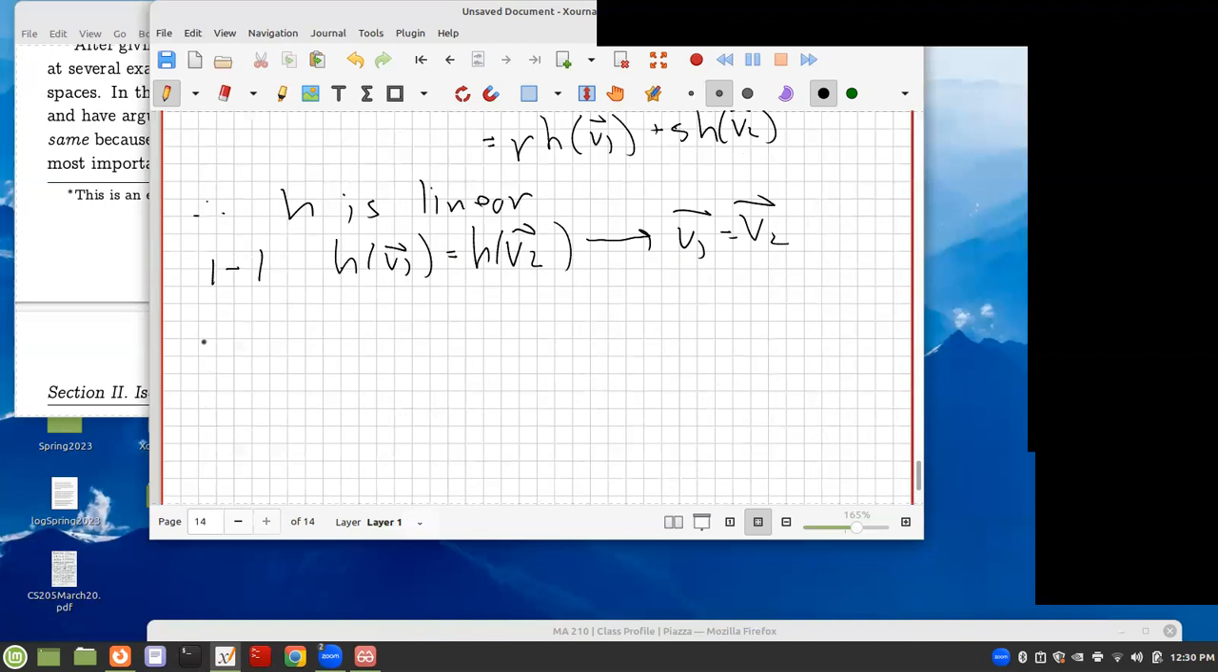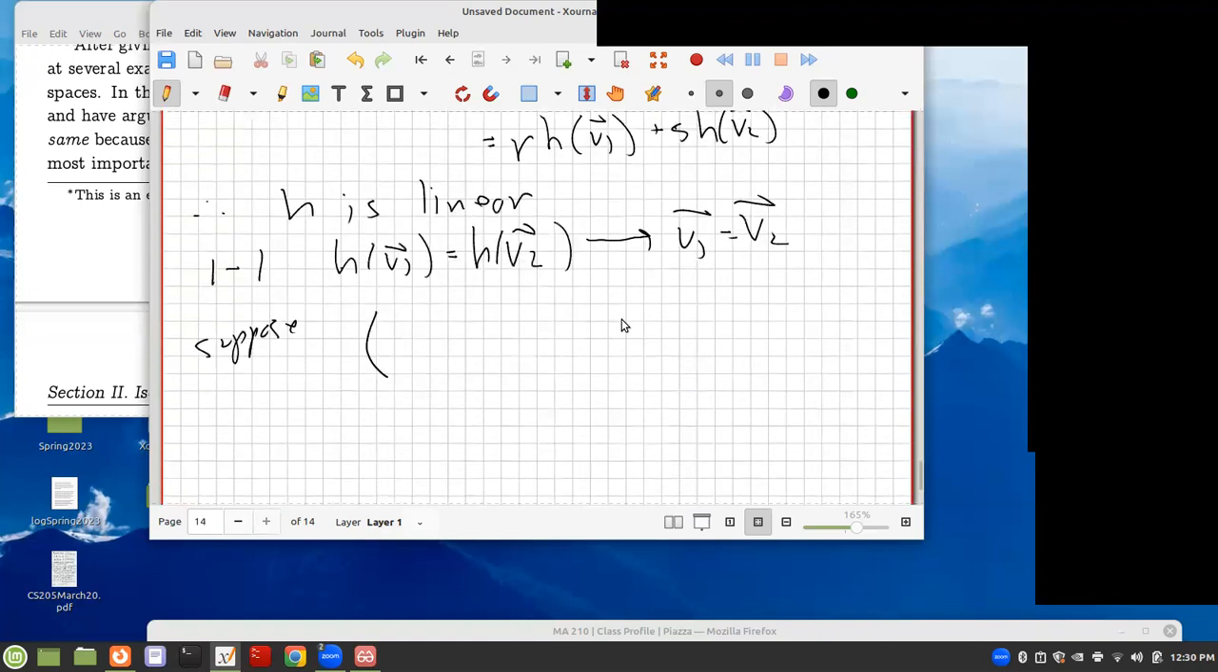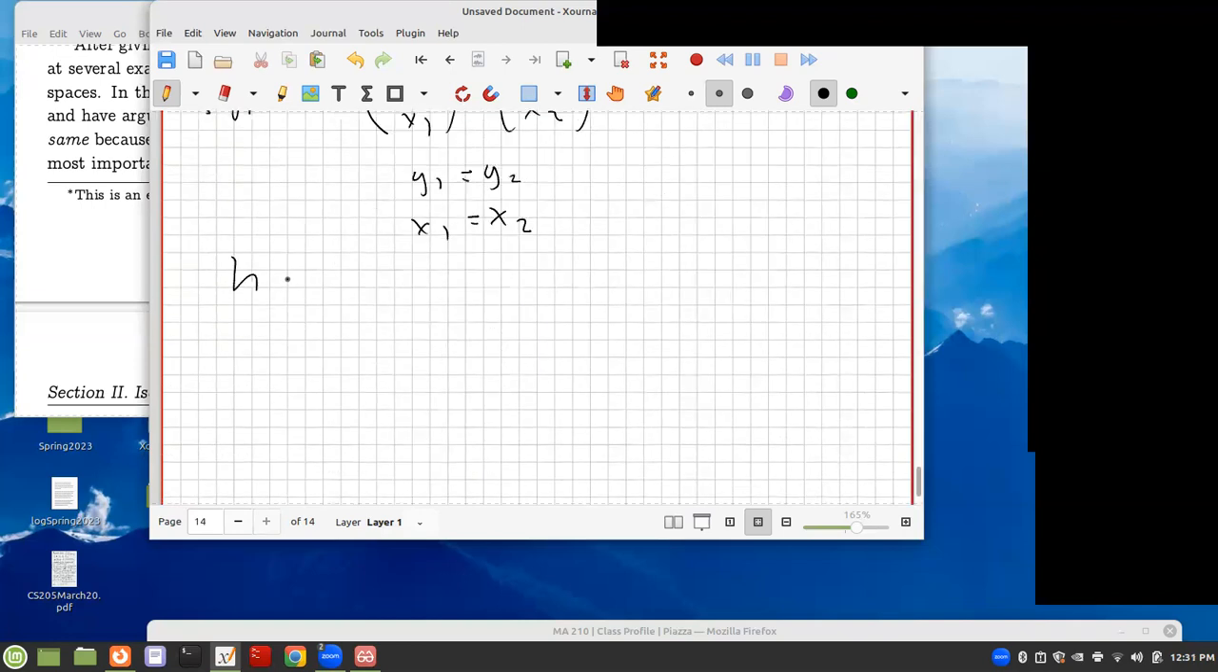So we'd suppose that V1 is the vector (x1, y1), and that (y1, x1) equals (y2, x2). But then right away, we see the two equations are y1 equals y2 and x1 equals x2. So right away, this implies that V1 equals V2 and H is one-to-one.